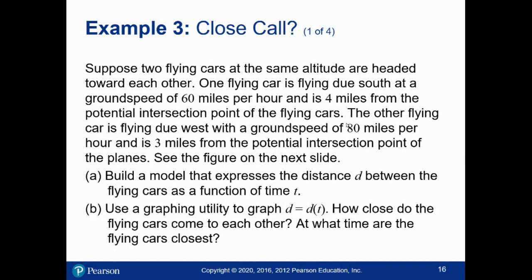Okay, so I'll pause here. This one's trickier because you have to come up with something with no picture or function or anything given to you. But I'll pause here, do what you can, okay? One is flying due south at 60 miles per hour, 4 miles away from the intersection. Here's my hint. The point of the intersection may as well be the origin. You can make it wherever you want, but life is going to be simpler if you just say the potential point of intersection is the origin.